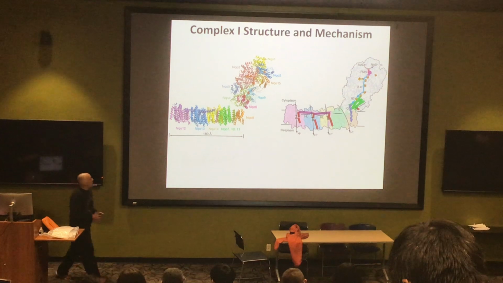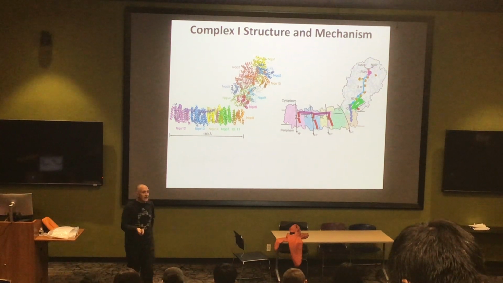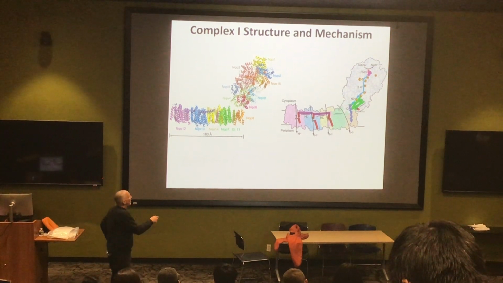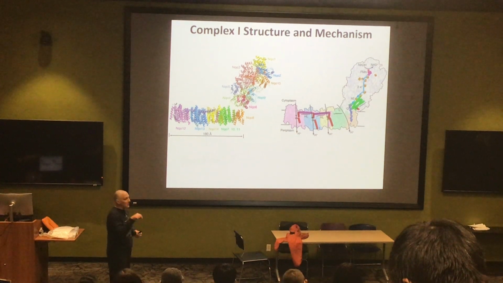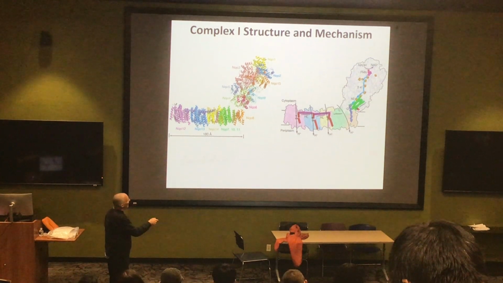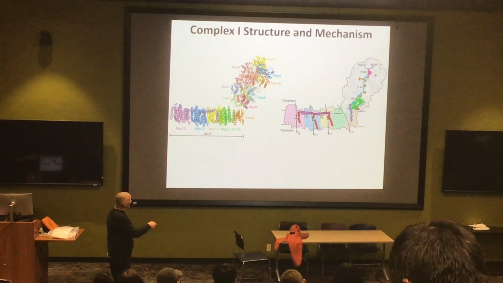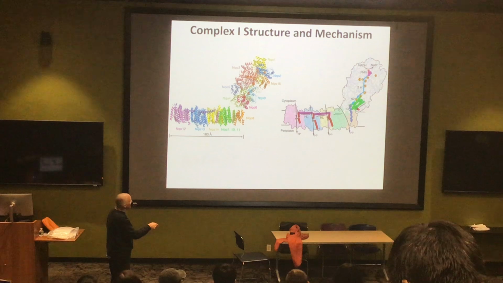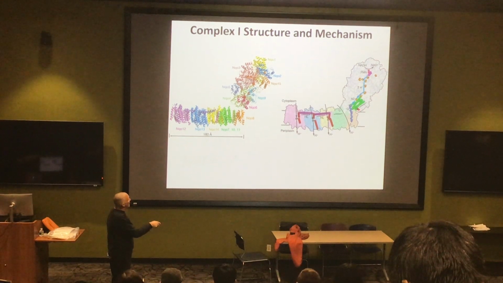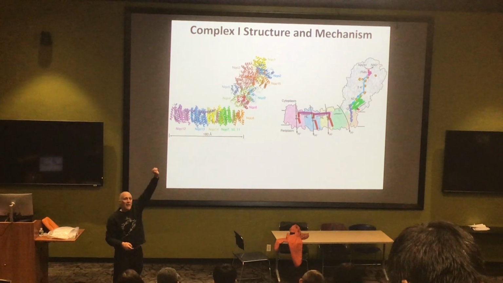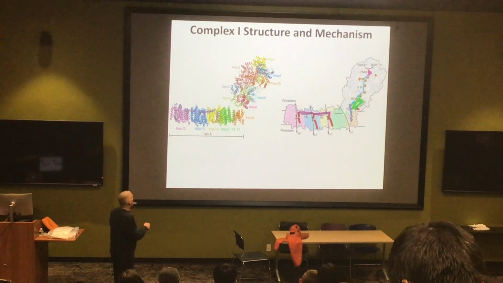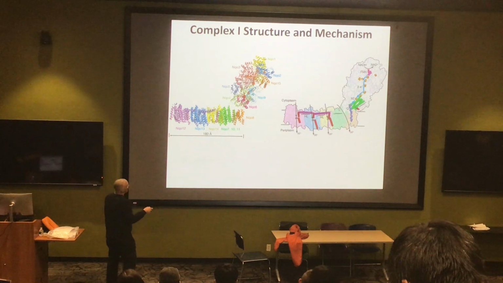Here again is complex 1. People are still trying to work out what the mechanism of this is, but it seems that there are these alpha helices here that actually are acting like pistons or pumps. Every time the electrons move, it pushes one of these pistons down into the mitochondria, and every time it hops to the next one, they shift back up. So it looks like these alpha helices are literally binding protons and then pulling them to the other side of the membrane. Here's the crystal structure of the entire complex.